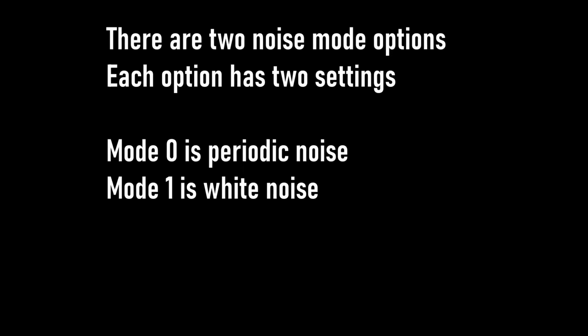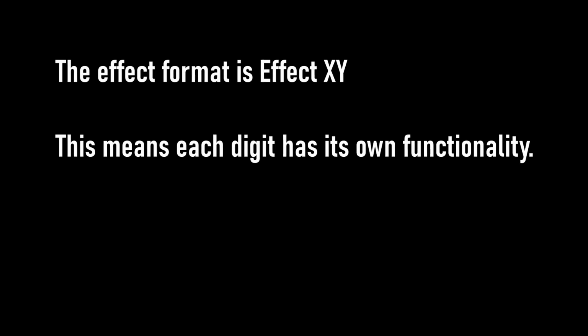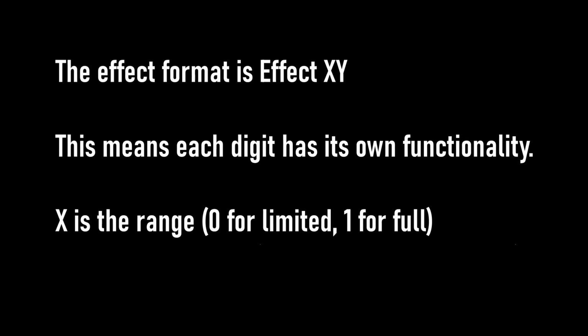You have to tell Deflemask which noise type you're using by setting an effect. The effect to set the noise type is 20. Then the parameters for the effect are in XY format, meaning each digit of the parameters does something different. The first digit sets the range.